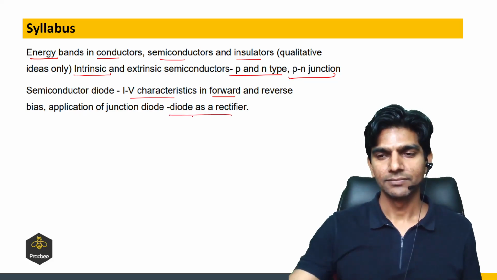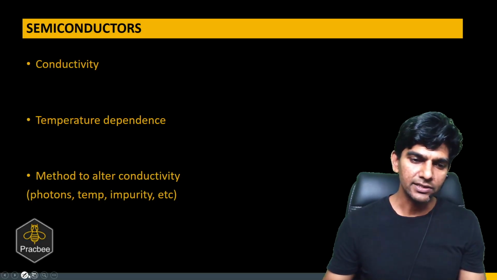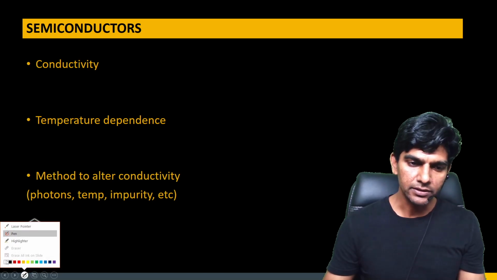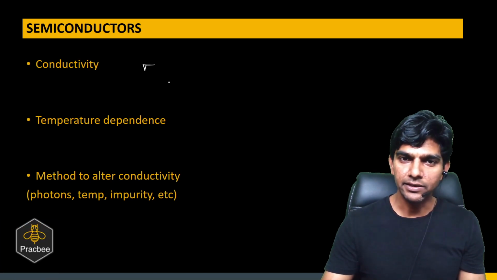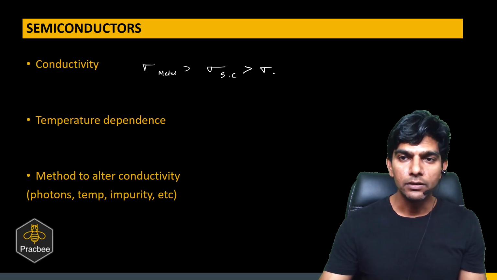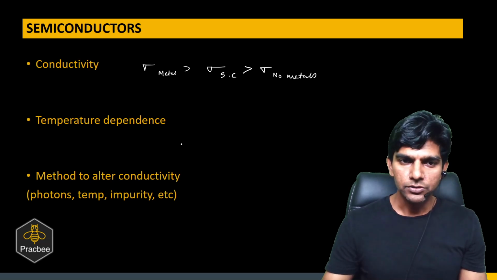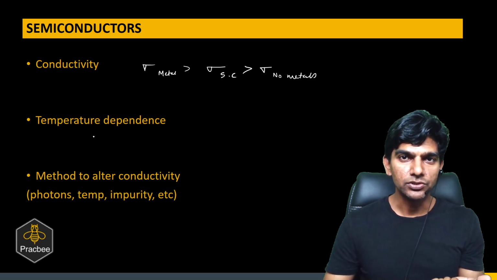Let's start. How can we define a semiconductor? There is a crude definition. We can say the conductivity of the semiconductor lies between the metals and the non-metals. So I can say the conductivity of metal will be greater than the conductivity of semiconductor, and that will be greater than the conductivity of non-metals, right? And how does the conductivity change if we increase the temperature of a semiconductor?